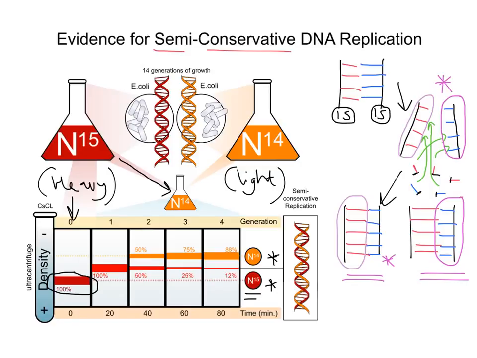And after the first generation here, so we've got generation 1, they would have extracted the DNA, centrifuged, etc. And when they measured the density this time, they found that they got 100%, but of a complete mix. So we've got 100% of a mix. So they knew that there was an equal proportion of N14 and N15 present.